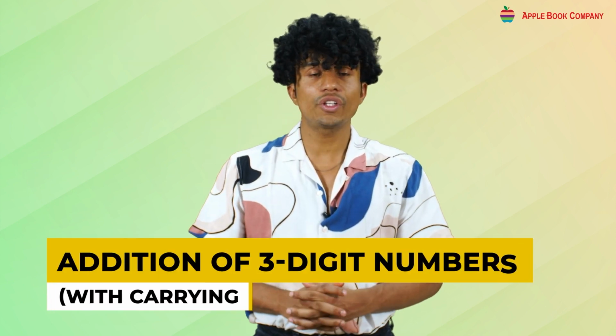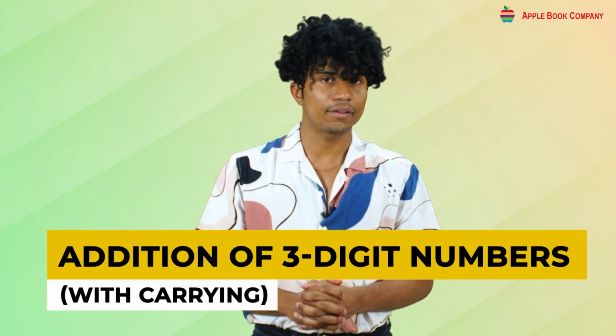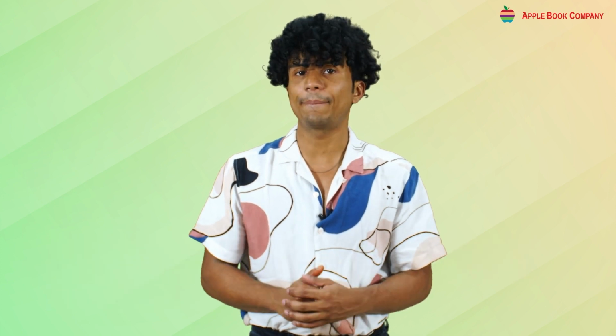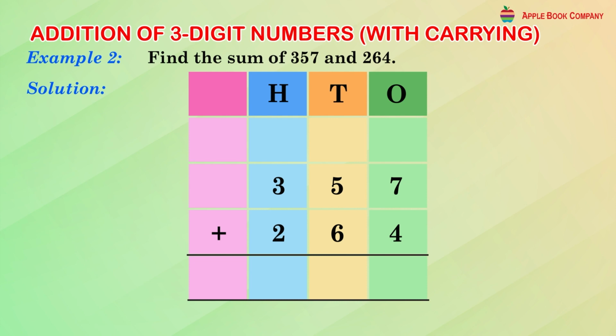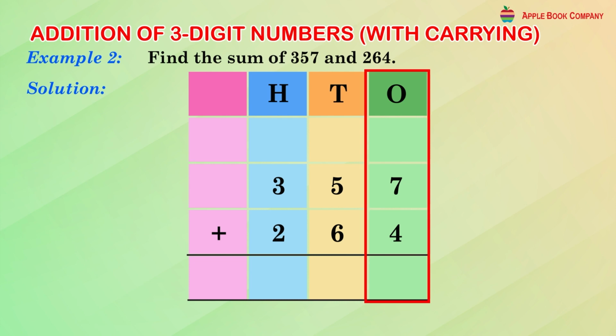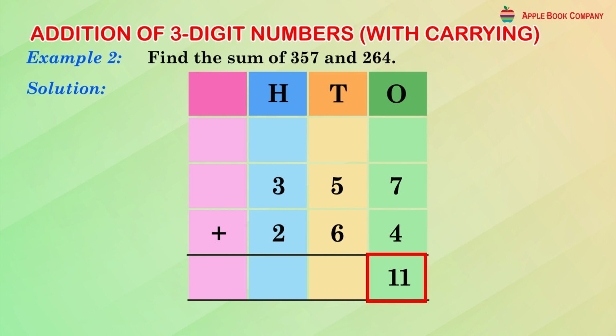Now, addition of 3-digit numbers with carrying. Now let us look at this with an example. Find the sum of 357 and 264. We are going to write the given numbers in the correct columns of hundreds, tens and ones. Now, first we are going to add ones, which is 7 and 4, which gives us 11. But because 11 is a 2-digit number, we write 1 in the ones column and carry over 10 to the tens column.